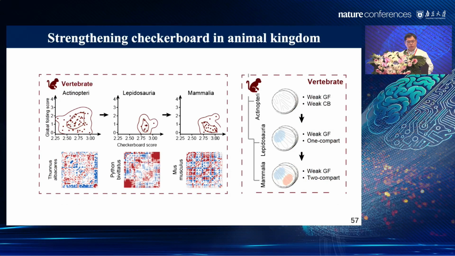Because of the evolutionary tree, we can trace the evolution of such folding structure. For example, here we notice that the checkerboard score, which is the compartment strength, is continually improving or enhancing as the species become more complex, from 0 compartment to 1 compartment and to 2 compartments. And you can see this also from the Hi-C plot.